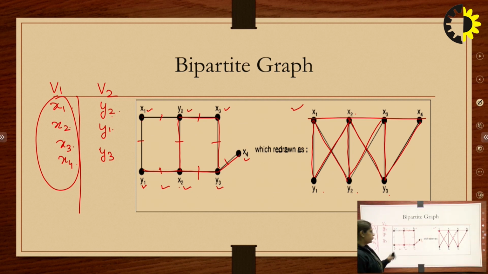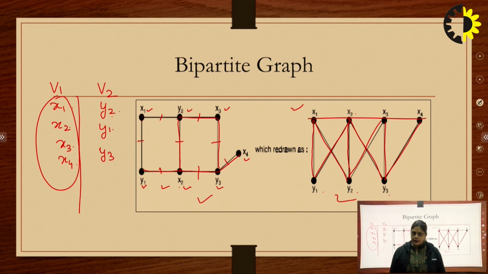Now, this graph and this graph are the same graph, right? Because the number of vertices is the same, the number of edges is the same, and their connections are also the same. So we can draw the bipartite graph in both ways, right?